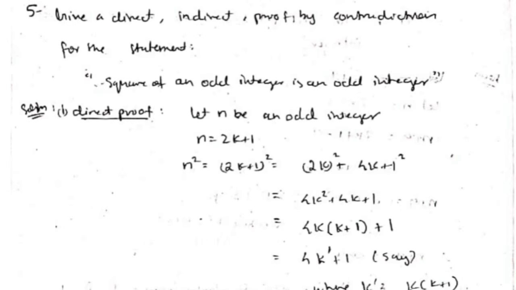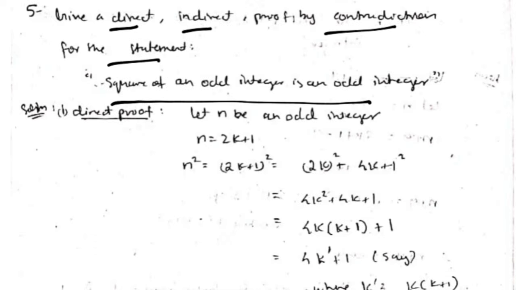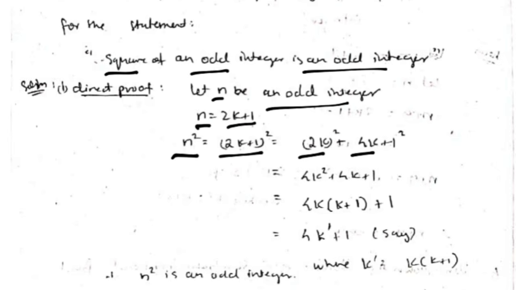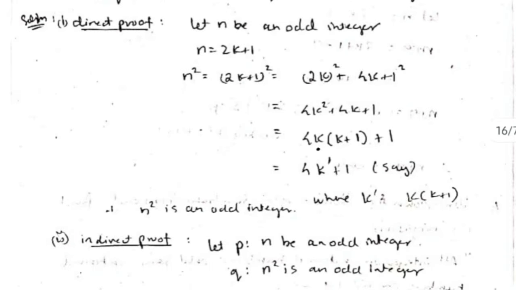You have been asked to give 3 types of proof for this statement: direct, indirect, and proof by contradiction. So let's see how to do that. Firstly, we'll consider the statement: the square of an odd integer is an odd integer. So let n be an odd integer, so it can be written as n is equal to 2k plus 1. Square it, and you will get 4k square plus 4k plus 1. Take 4k as common from the first two terms, you will get 4k into k plus 1, and you will have 1 here. If you consider this term k into k plus 1 as k dash, you will be left with 4k dash plus 1. So this is an odd integer. Since we had taken n as an odd integer, we got n square as an odd integer. So this is the direct proof.